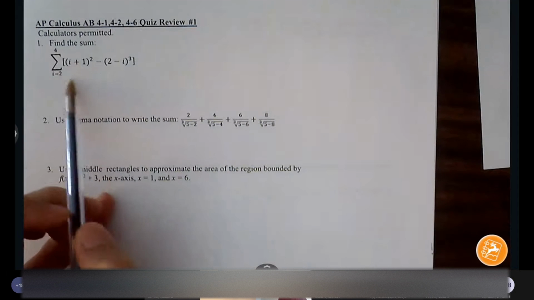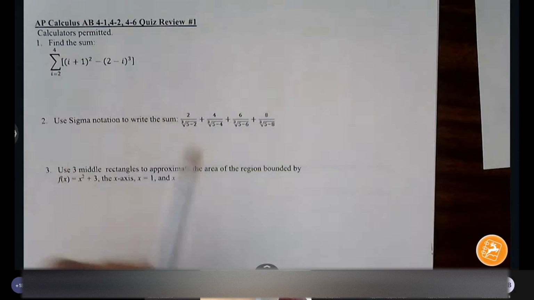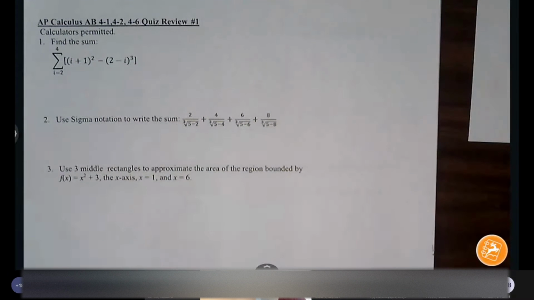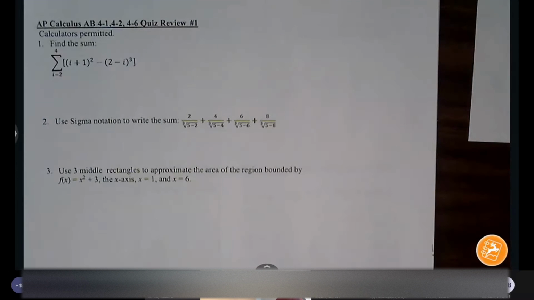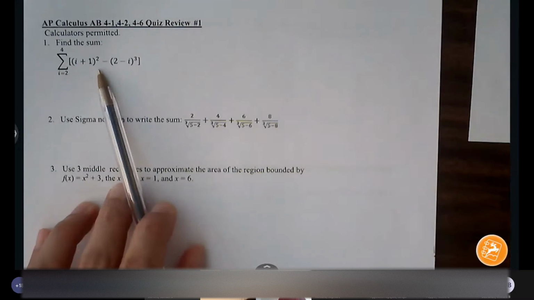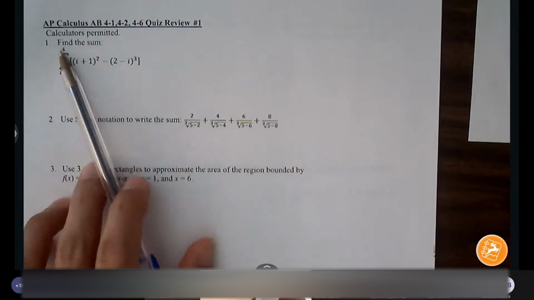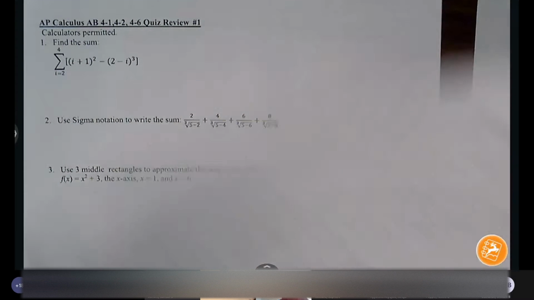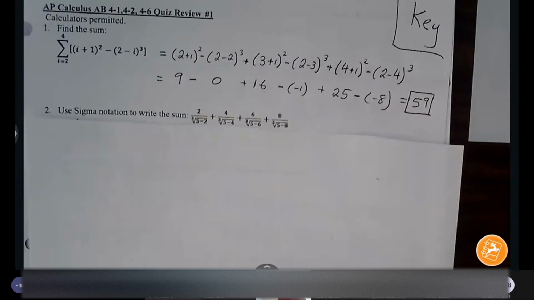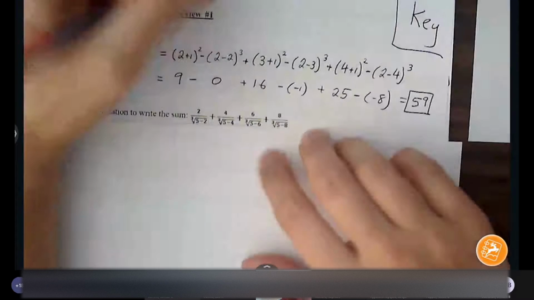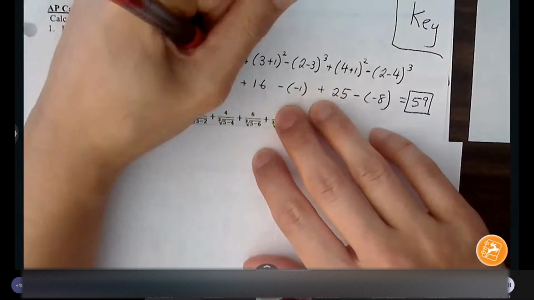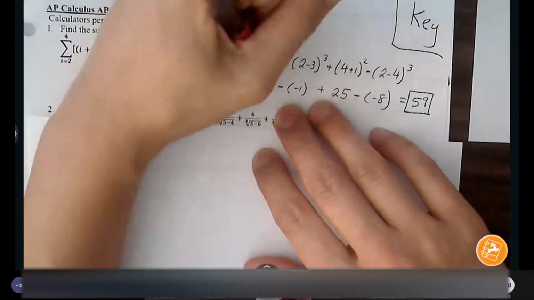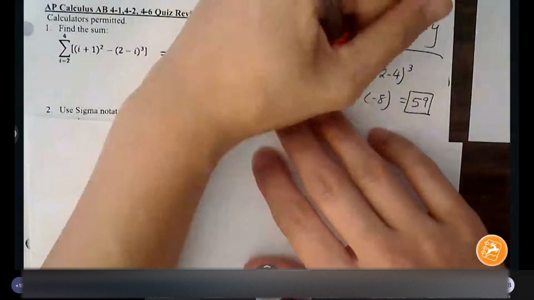Okay, so let's start off with number 1. We're just going to find the sum and put in our i values one by one. So we start with 2, then we go to 3, and then we stop at 4. Replacing all my i values initially with 2s, and then replacing my i value with 3, and then my i value with 4.